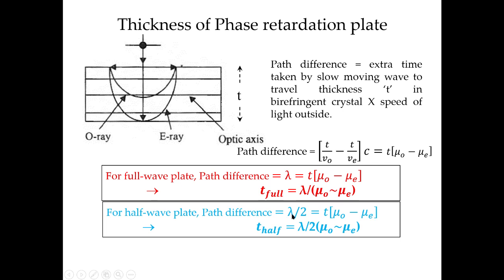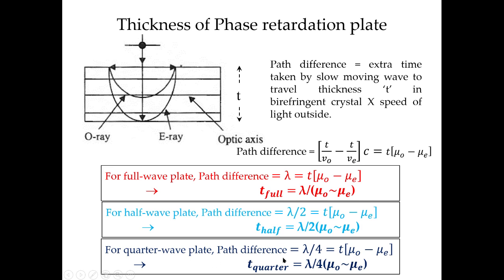For a half wave plate, this path difference is lambda by 2, and so T half is equal to lambda upon twice the difference between refractive indices. And for a quarter wave plate, the path difference is lambda by 4, so T quarter is equal to lambda upon 4 times the difference between refractive indices.